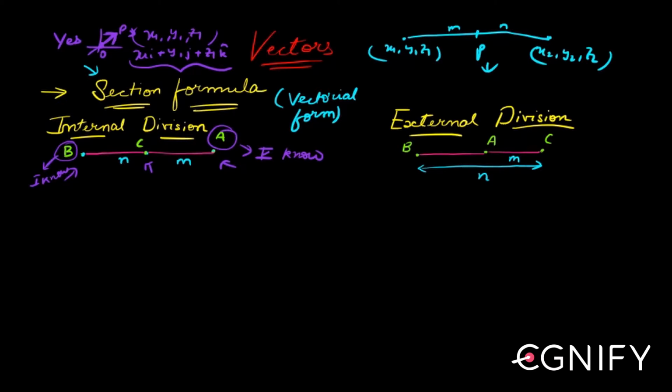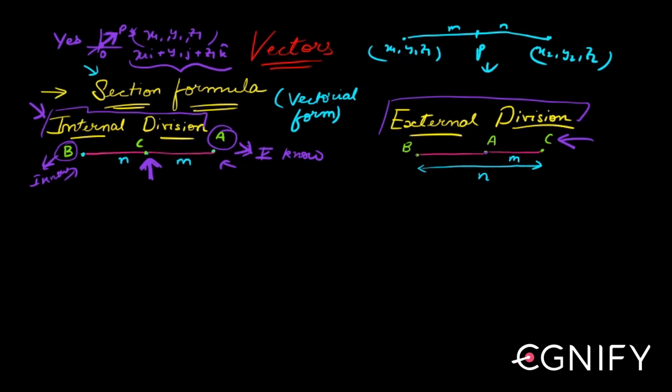So I know the position vector of B, I know the position vector of A, but what I don't know is C. Remember, if C is in between, as you can see here, then it's called internal division. Whenever your unknown point is between the 2 points, it's called internal division. Whenever your point C is outside, and B and A are here and C is not in between B and A, that is called external division. So we will see the formula pertaining to both.